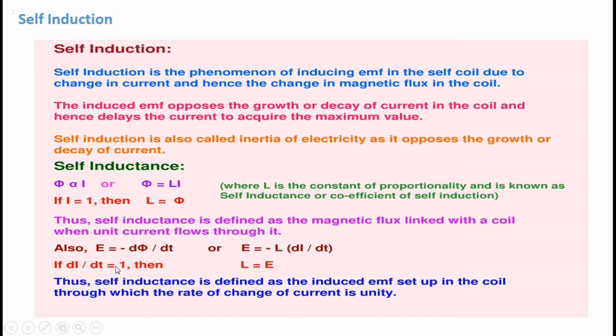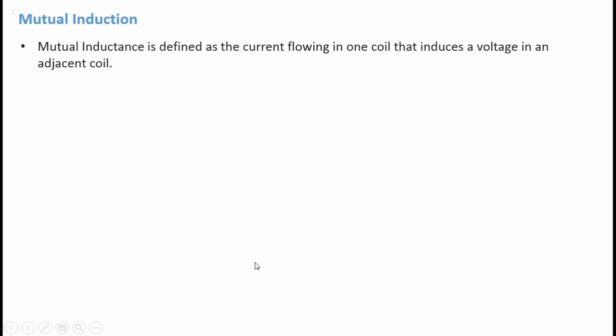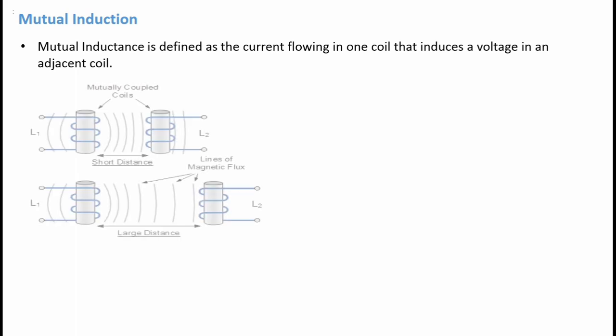If di/dt is equal to 1, then L is equal to E. Thus, self-inductance is defined as the induced EMF set up in the coil through which the rate of change of current is unity. Then mutual inductance. Mutual inductance is defined as the current flowing in one coil that induces a voltage in an adjacent coil.